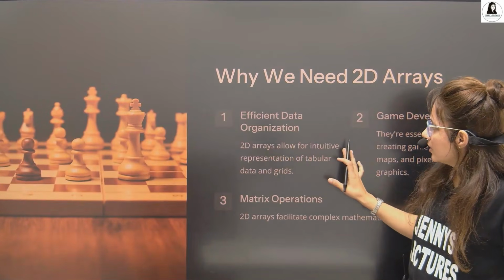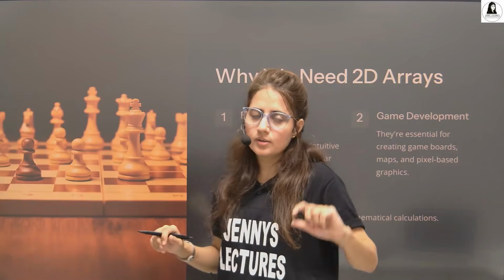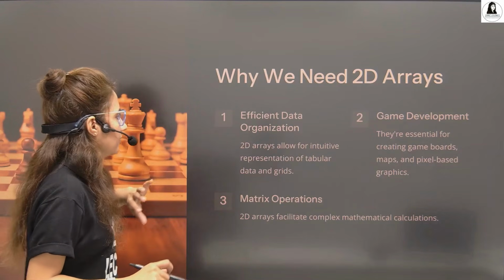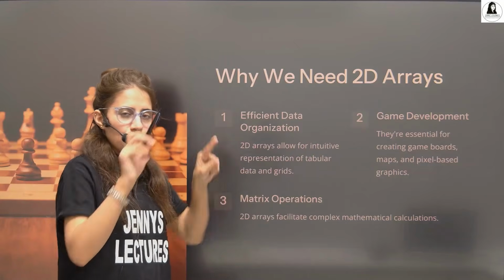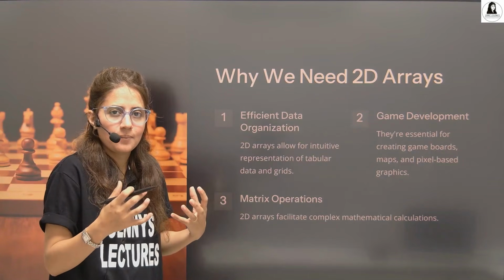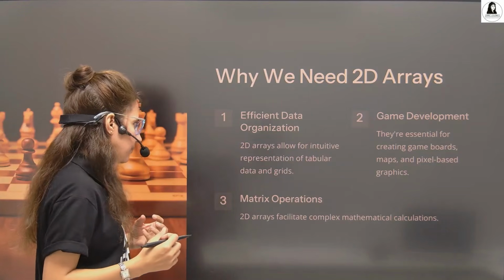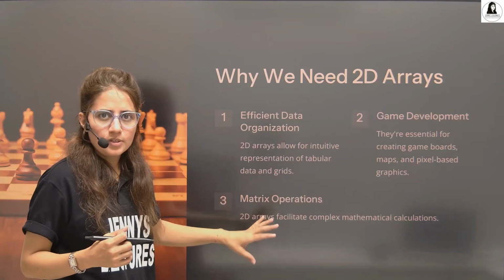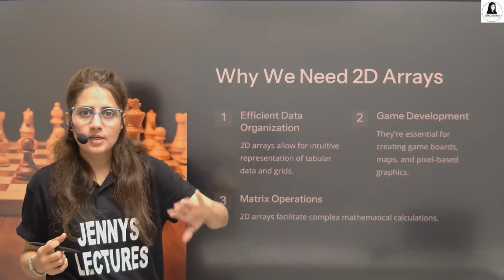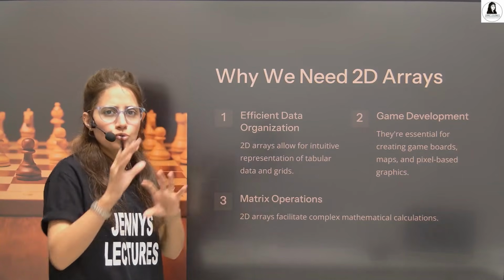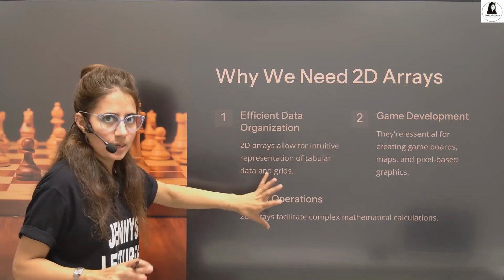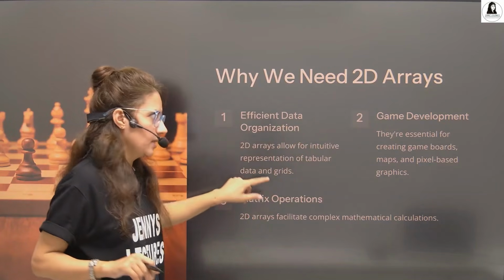So we have done 2D arrays. Why do we need a 2D array? Because it is efficient data organization. It allows data to be in tabular or grid form, so it's more intuitive for you to store data. For matrix operations, like addition, multiplication, or transpose of a matrix, we'll use 2D arrays. In game development also 2D arrays are used, in grid-based games, as I told you.